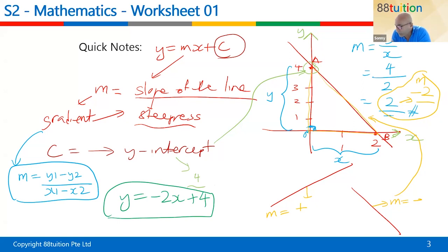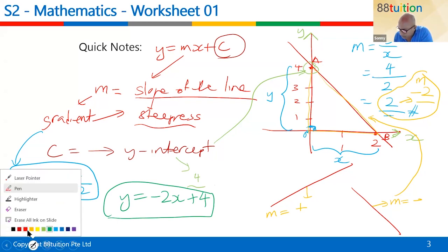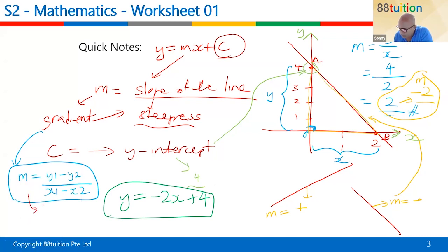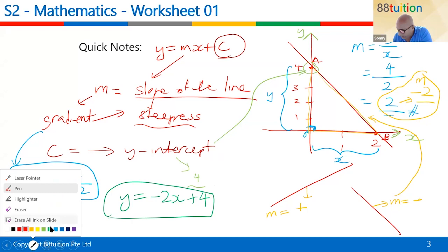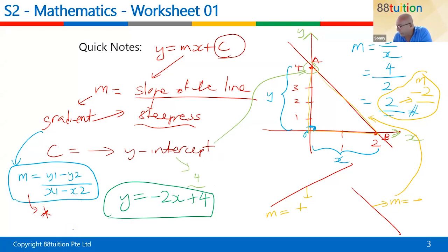And I'll go one more step. I want to use this formula to find the gradient. I should get minus 2. But before we can do that, you need to know the coordinates of point A and point B. Remember your coordinates, always X followed by Y.